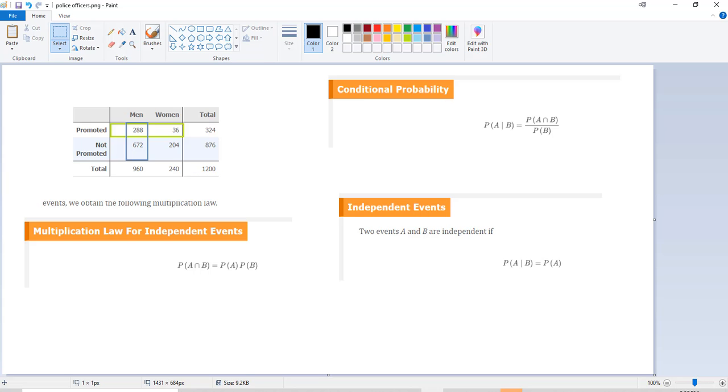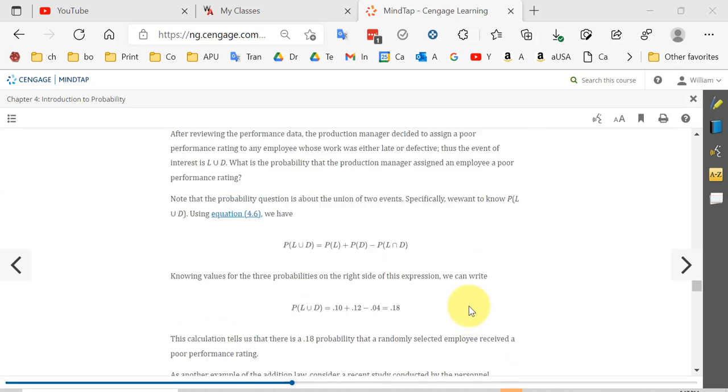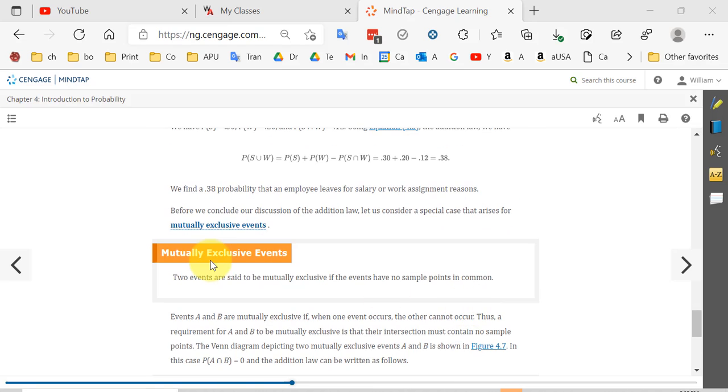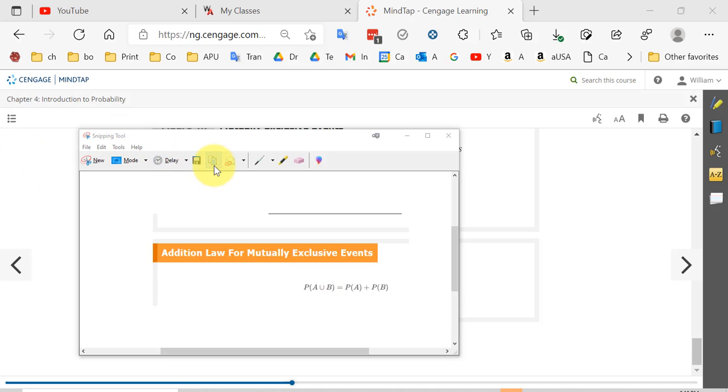The same thing here, actually, and we did this already. This is the addition law. It's not so simple, but under a special condition, which was what? The one we just finished was if they were independent, but this became simple if the two events were mutually exclusive. So let's scroll down and find that. When they're mutually exclusive, then it becomes very simple. Let's take a copy of that and put it up on the board too.